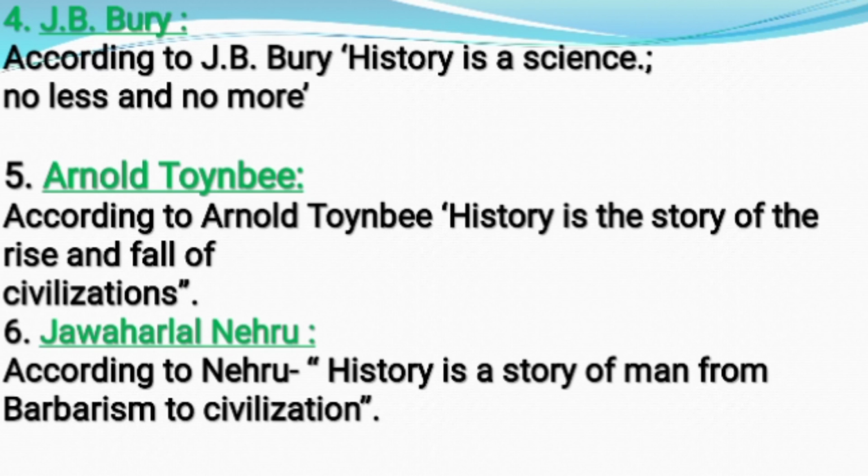Then the sixth one, Jawaharlal Nehru. According to Nehru, history is a story of man from barbarism to civilization. Here I explained 6 important definitions. For 5 marks questions, 5 definitions are enough. Then question number 2. Explain the importance of the study of history.